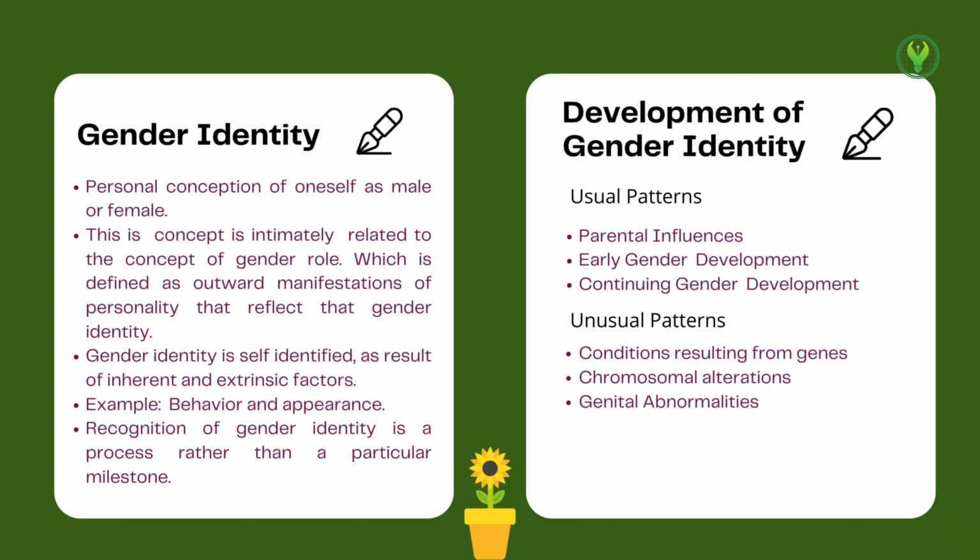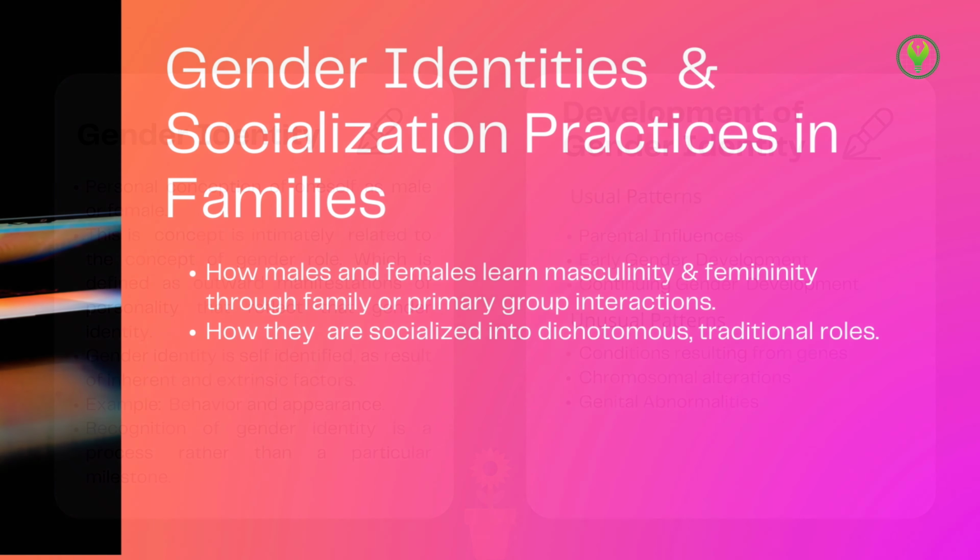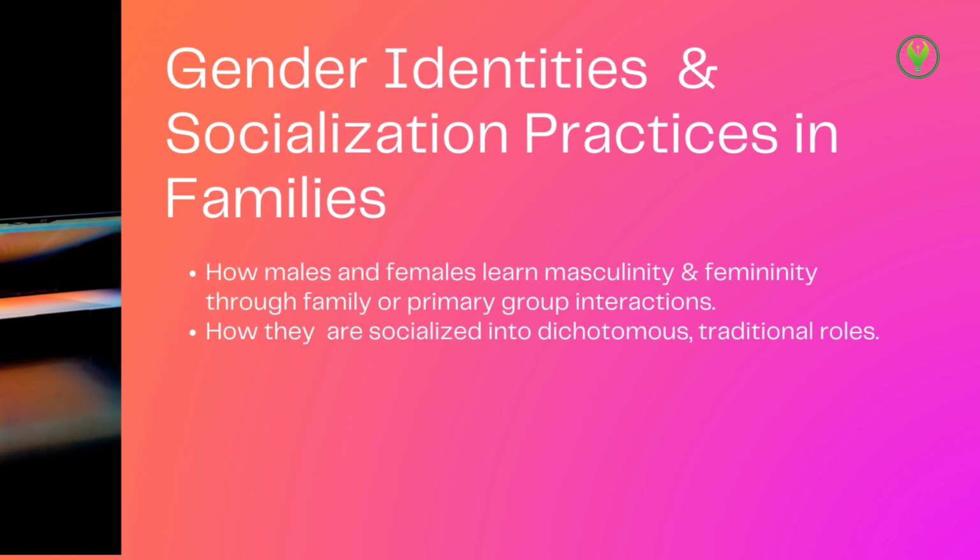Moving on with development of gender identity. In usual patterns: parental influences, early gender development, continuing gender development. Unusual patterns are conditions resulting from genes, chromosomal alterations and genital abnormalities. Moving on with gender identities and socialization practices in families. The focus for the discussion on gender socialization and the family is based on how males and females learn masculinity and femininity through family or primary group interactions, and how they are socialized into dichotomous traditional roles.